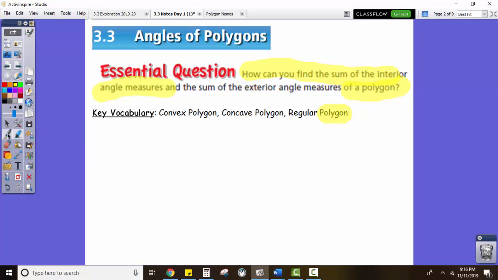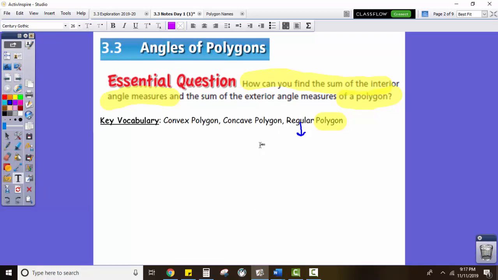And then regular polygon would mean that all sides and angles are equal. So go ahead and write that little note. So all the sides are the same length and all of the angles are the same measurement.